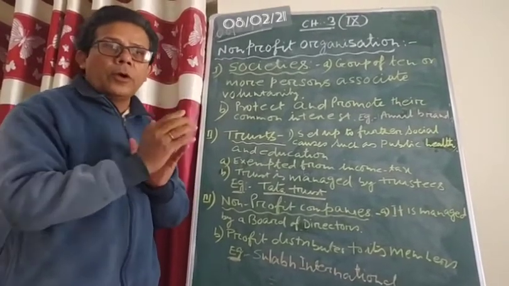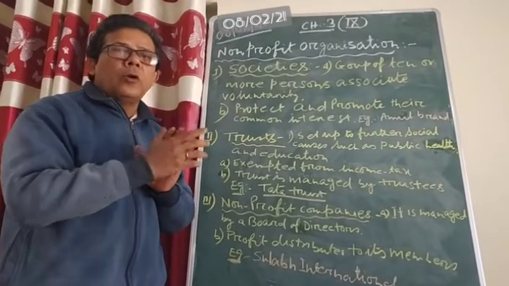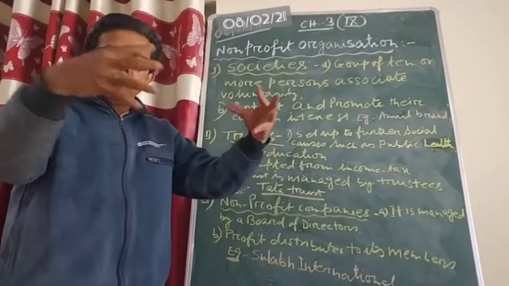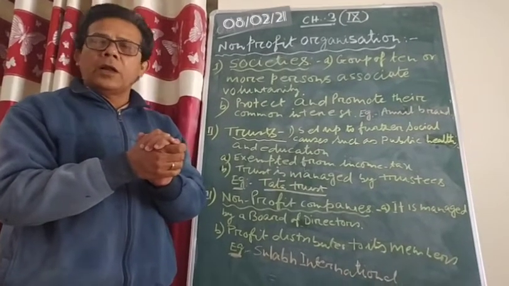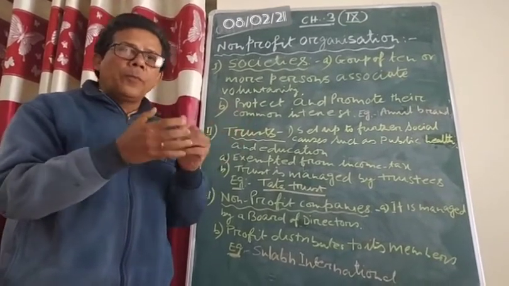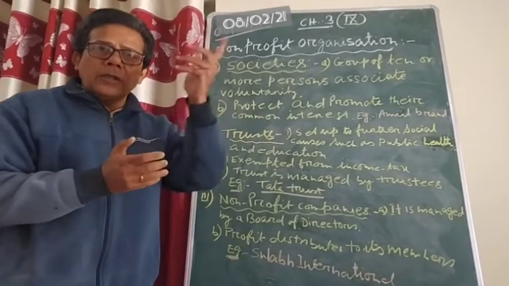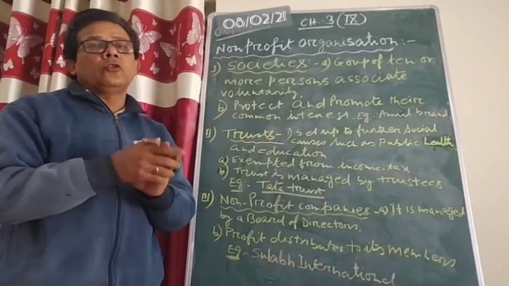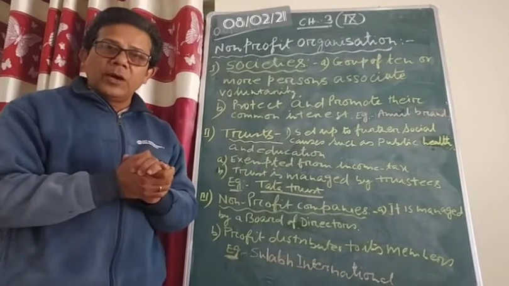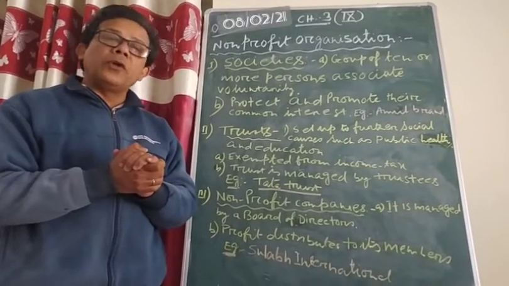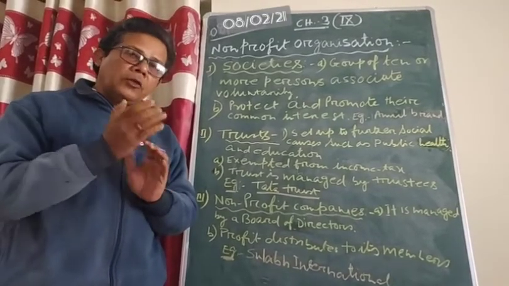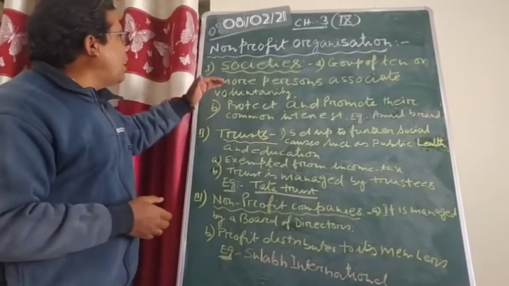So first you know the meaning of organization, then you know the meaning of non-profit, and after that if you join them together, you get the meaning of non-profit organizations. So what is non-profit? A group of people work together, and their ultimate aim is not to earn profit. That is why this kind of organization is called a non-profit organization. And these non-profit organizations are basically divided into three parts.